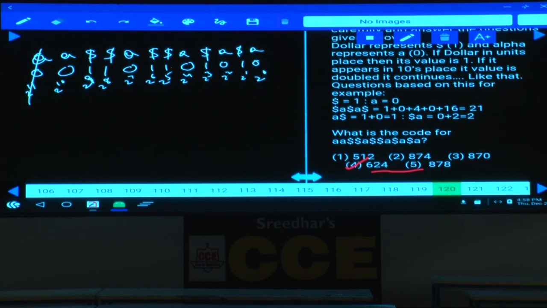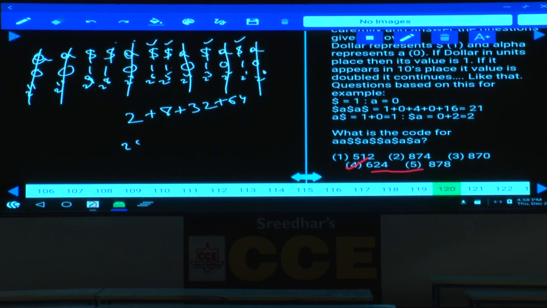Now cancel all zeros because 0 into anything is 0. Now we are left with only the remaining. What are the remaining here? 2 power 1. What is the value of 2 power 1? 2 power 1 is 2 and 2 cube is 8 and 2 power 5 is how much? 2 power 5 is 32 and 2 power 6 is 64, and 64 128, this is 256 and 256 and this is 512.